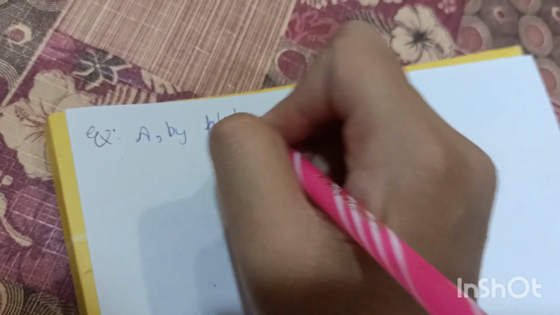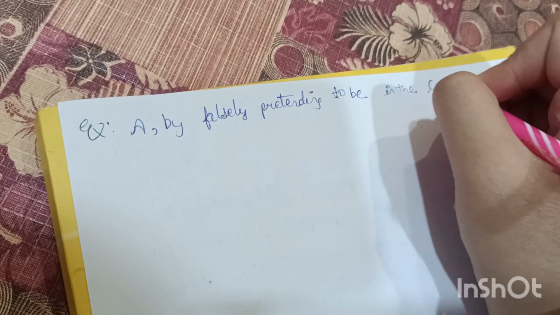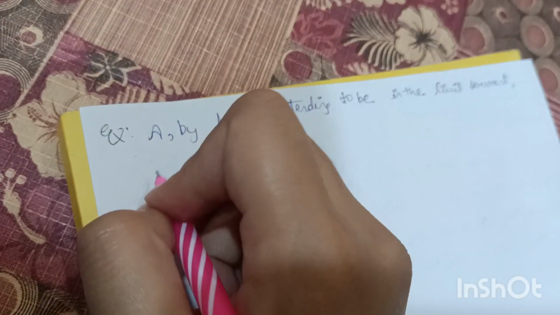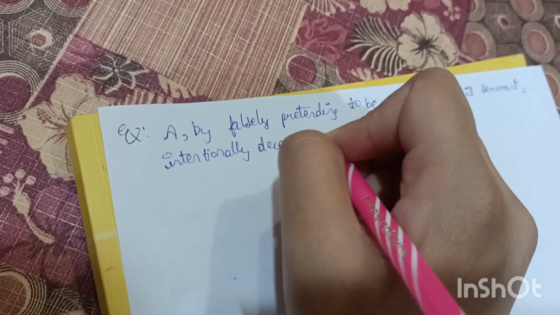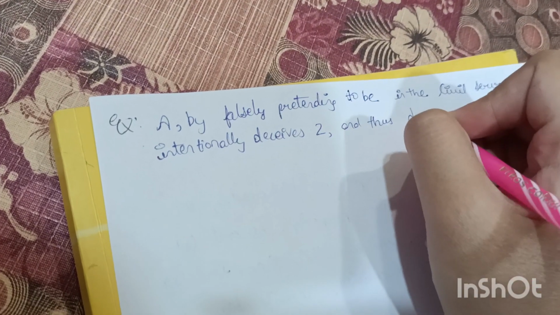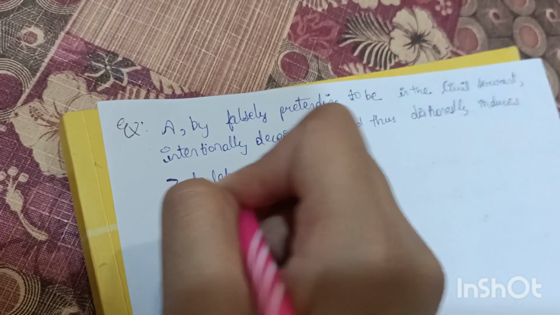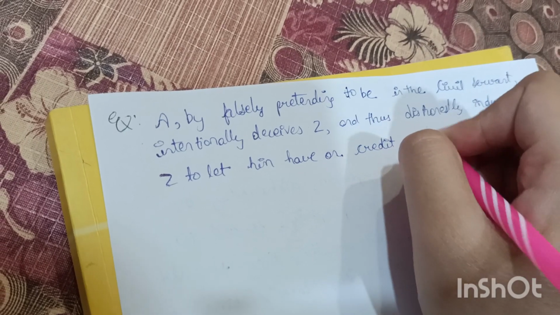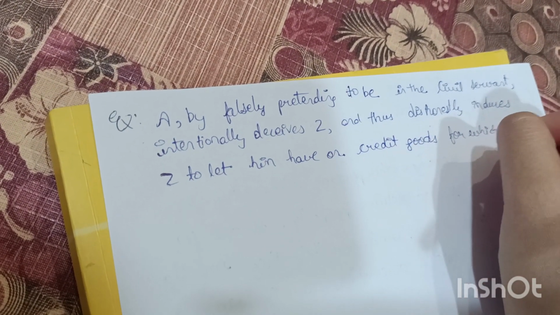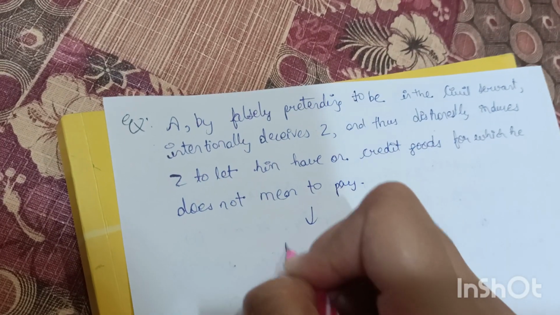So the example is: A, by falsely pretending to be a civil servant, intentionally deceives Z and thus dishonestly induces Z to let him have goods on credit, for which he does not mean to pay. Over here, A has committed cheating.